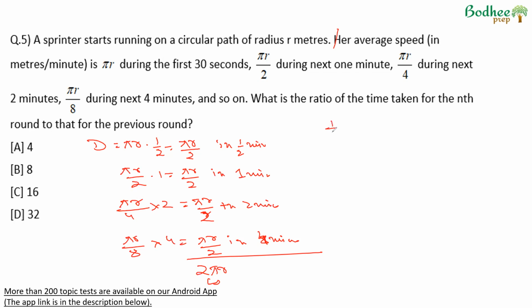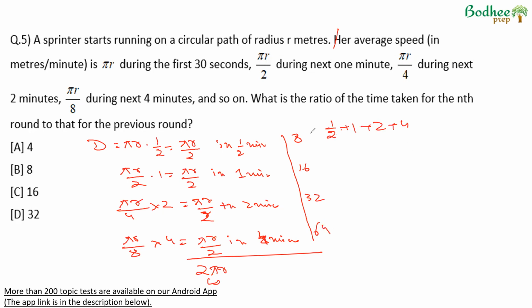So for the first circle, time taken will be half plus 1 plus 2 plus 4. What is the ratio of time taken for the nth round to that of the previous round? By a similar logic, we can say that the time is doubling for each part. So the next pi r by 2 will happen in 8 minutes. The next will happen in 16 minutes. Half into 2, 1 into 2, 2 into 2, 4 into 2, 8 into 2. Next, half in 32 minutes. And next, 1/4 in 64 minutes.